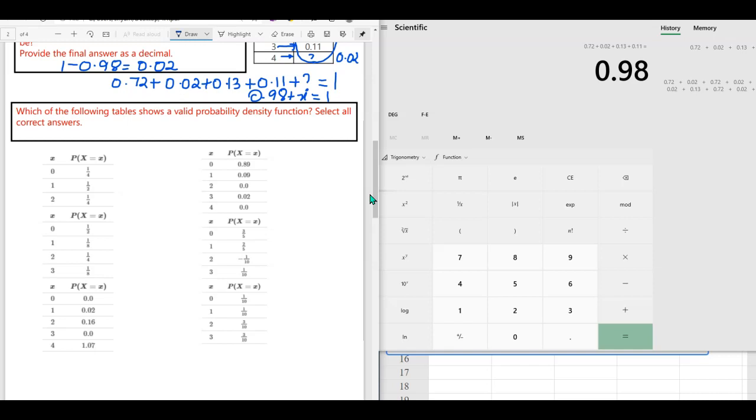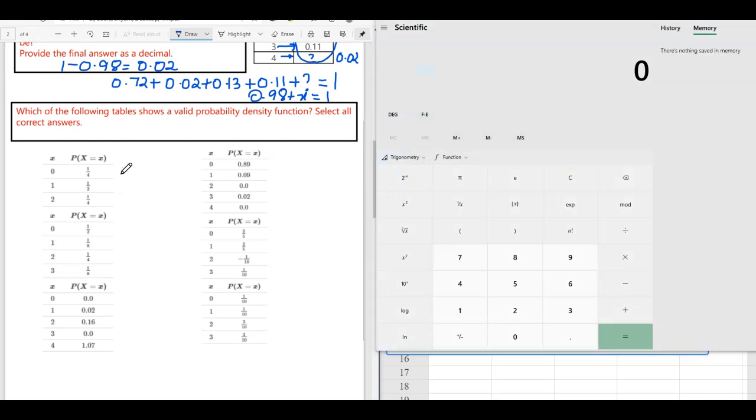Which of the following tables shows a valid probability density function? So let me go ahead and delete everything from my calculator here. I don't want any history. And now I'm going to see which one is valid. When they say valid, what they're asking me is to add all the probabilities and see if that adds up to a 1. 1/4 plus 1/4 is 1/2. 1/2 plus half is 1. So this is a valid probability density function. Remember what I did? I simply add all the probabilities.